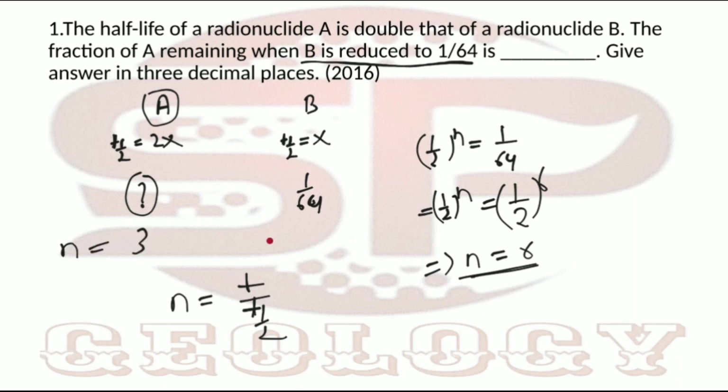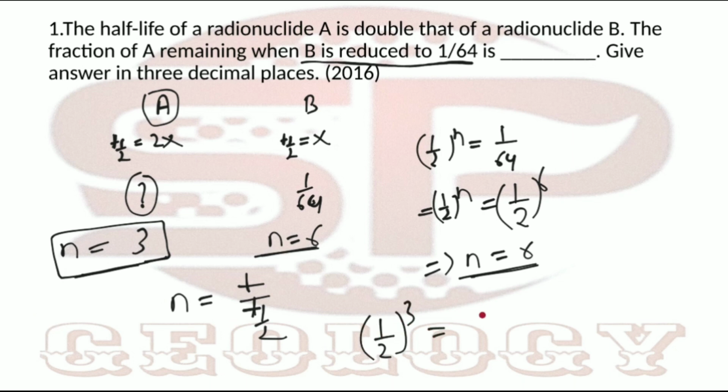So if n is equal to 6, then in case of A the number of half-lives will be half. So if the half-life is double, the number of half-lives will be half. So here in case of A, n will be 3, then half to the power 3, it will be 0.125.